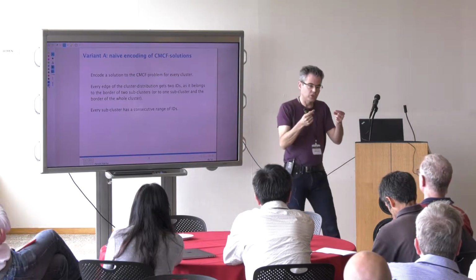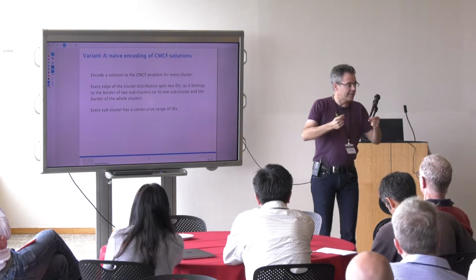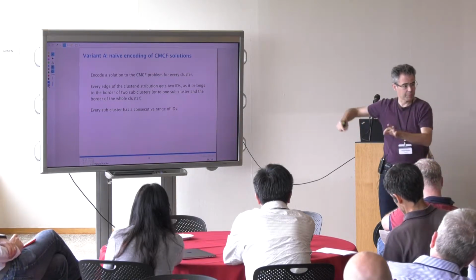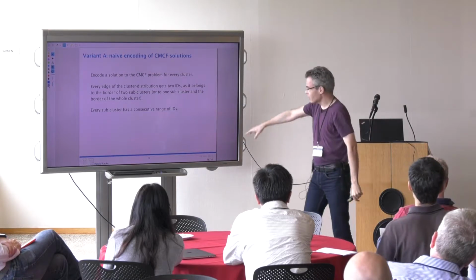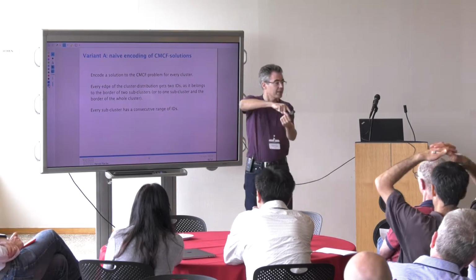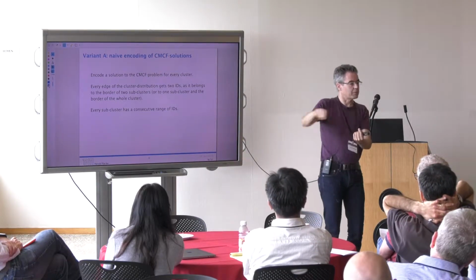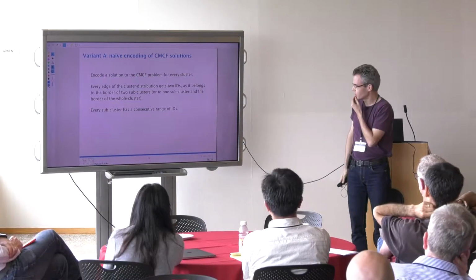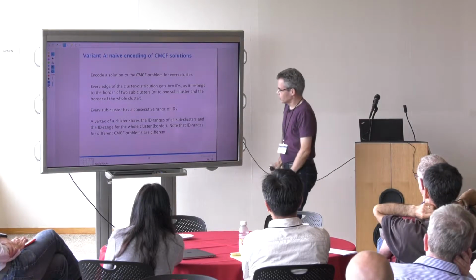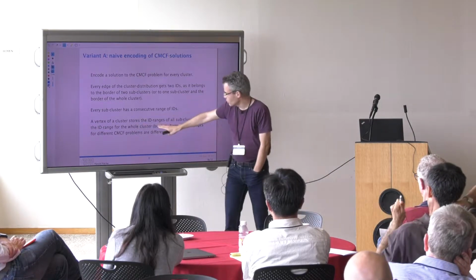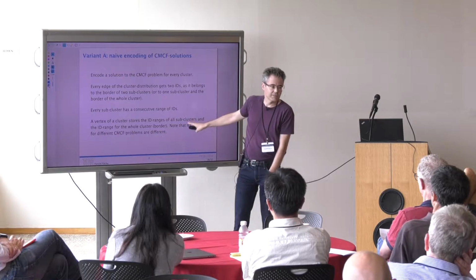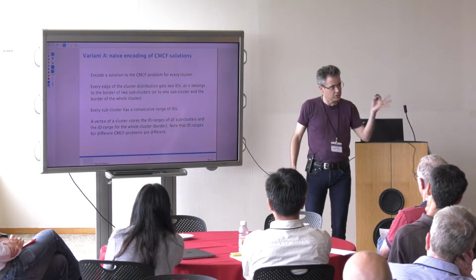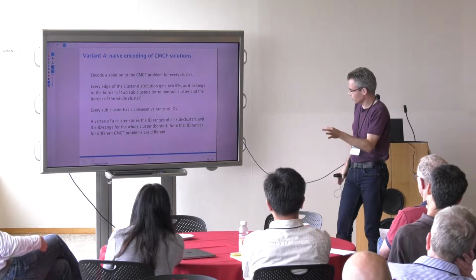And now, if I do it like this, I can say, oh, I want to route into a particular subcluster. I'm sitting in an edge. I want to route into a particular subcluster. What I do is I look at the range of this subcluster, I pick a random ID out of this range, and I'm routing there. This is the idea. And now a vertex of a cluster has to store the ID ranges of all the subclusters in order to be able to make this decision, which next ID to take.